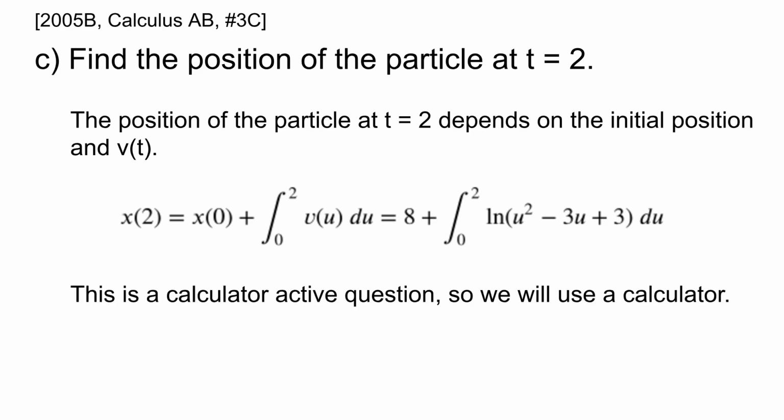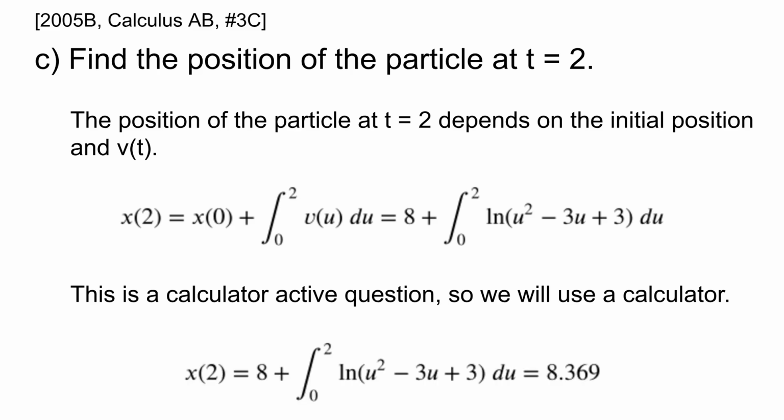This is a calculator active question, so we will use our calculator. X of 2 is 8 plus the integral from 0 to 2 of natural log of u squared minus 3u plus 3 du, and that turns out to be 8.369.